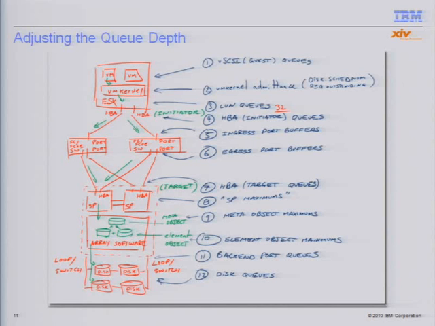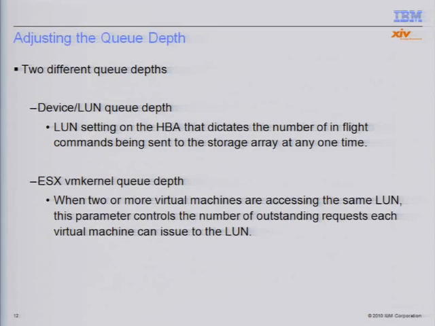You start off at the top at the ESX server, then you go down through the switches into the storage array, and as you can see, there's multiple queues involved in the whole lifespan of an I/O. The ones that we're going to be talking about most here will be the VM kernel queue and the LUN device queue. So the LUN device queue, what that is, it's the amount of in-flight commands that are being sent from the host for an individual LUN to the storage array.